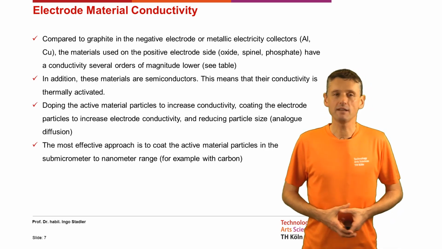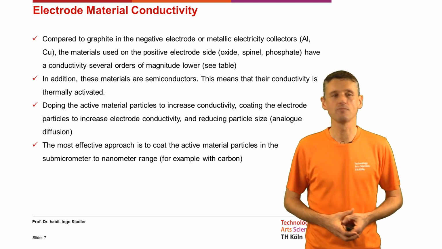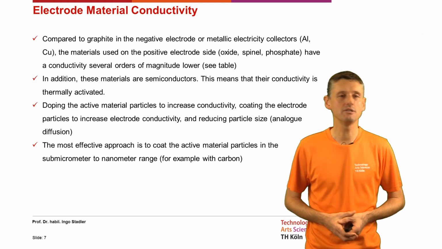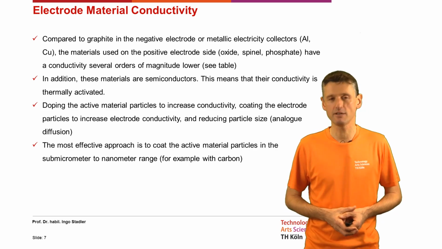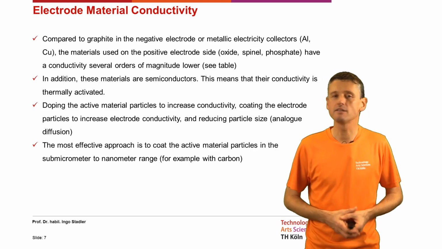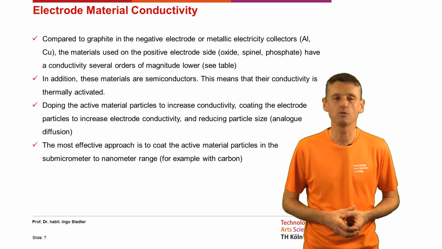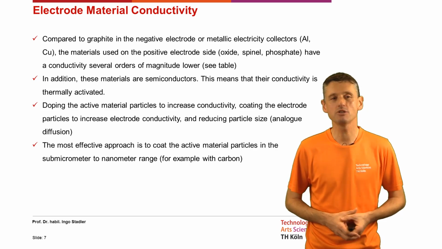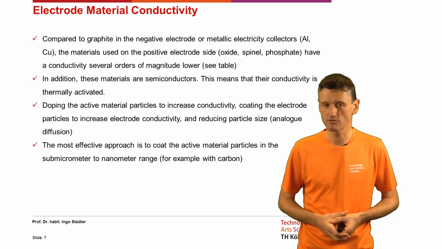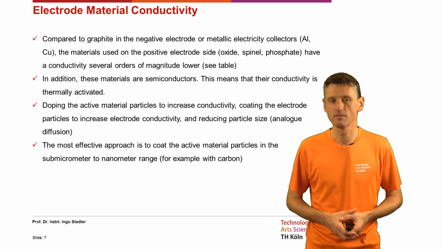Compared to graphite in the negative electrode or metallic electricity collectors, aluminium, copper, the materials used on the positive electrode side, oxide, spinel, phosphate, have a conductivity several orders of magnitude lower. In addition, these materials are semiconductors. This means that their conductivity is thermally activated.